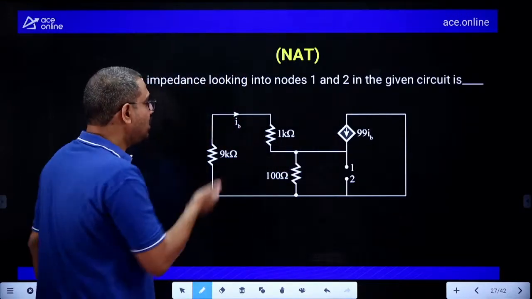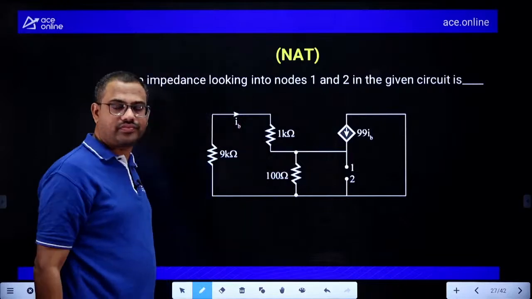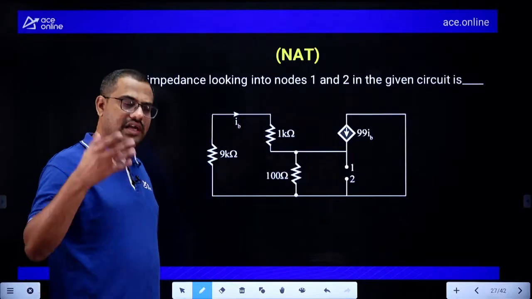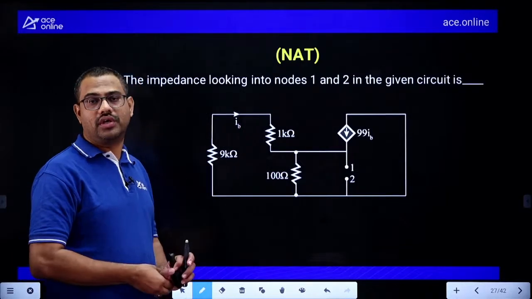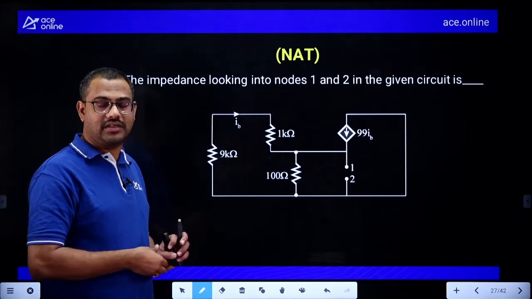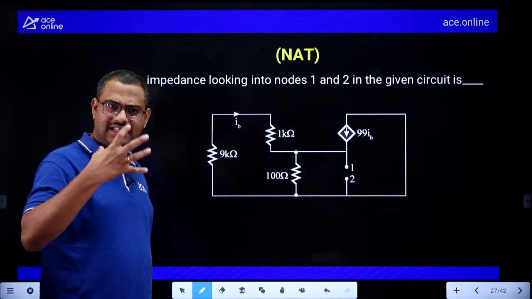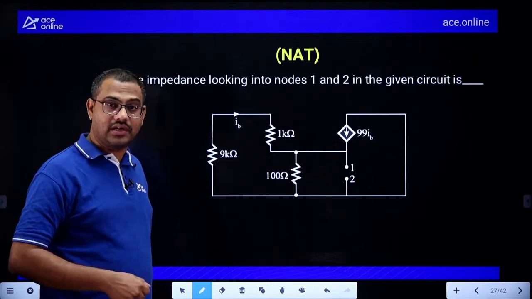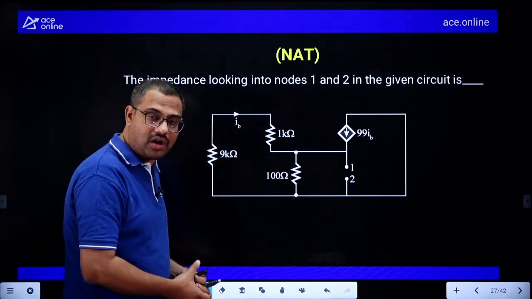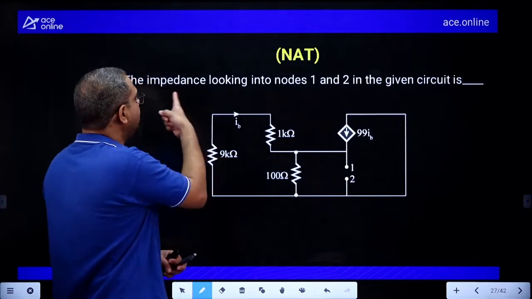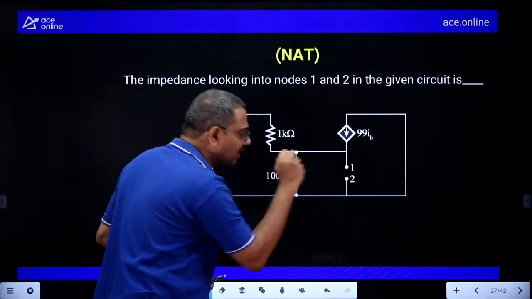What type of dependent source? Current dependent current source. And where will we find this? In our transistor circuits, op-amp circuits, analog circuits. We model them, no? Like, a current dependent current source is a BJT example. A BJT is a current controlled current source. So it could be an application from analog. But in network theory it is asking to find the impedance looking between nodes 1 and 2.